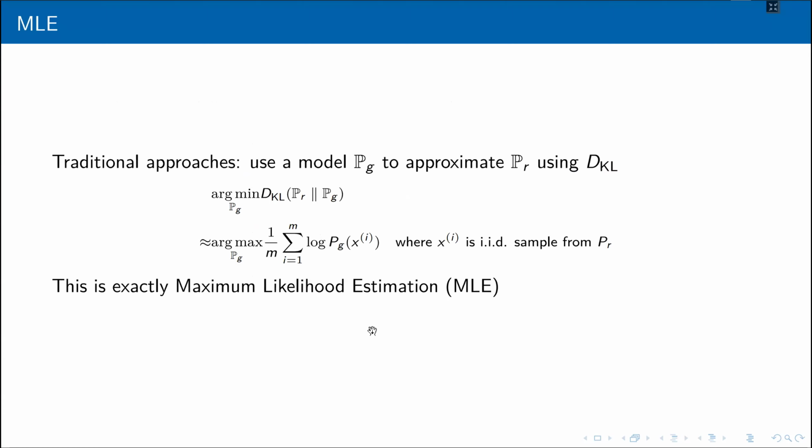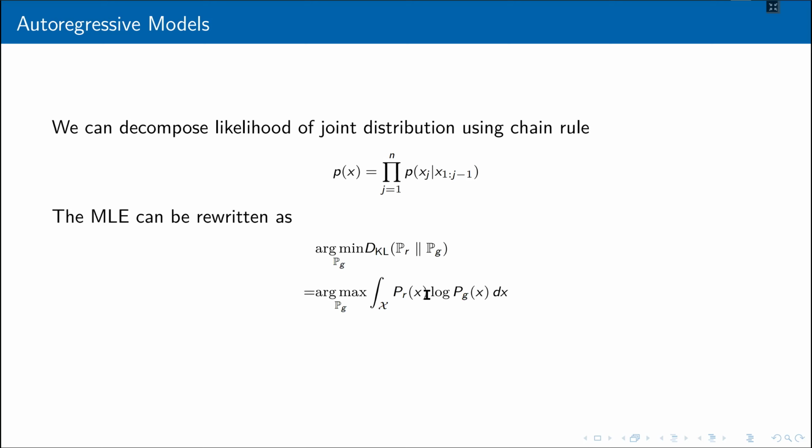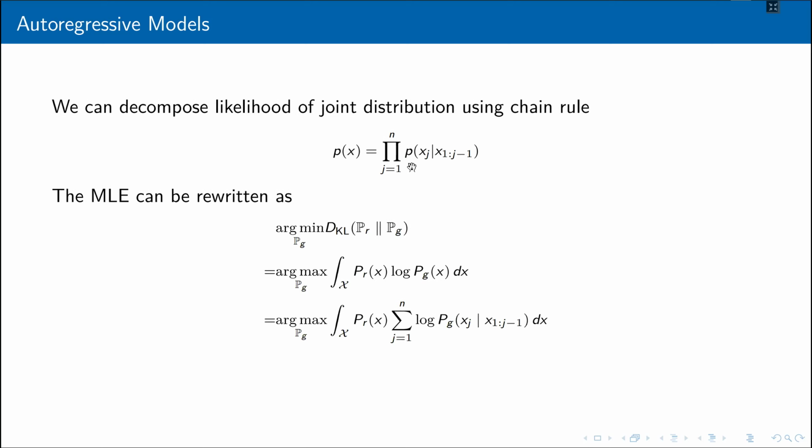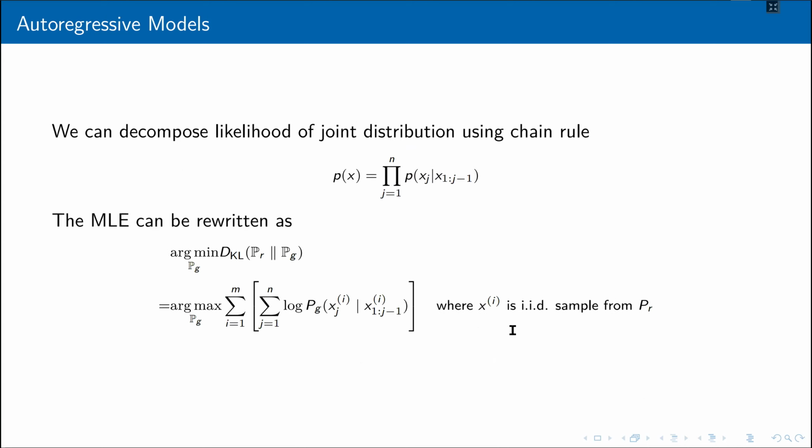We can get that using KL divergence. If we make the model a bit more complicated, like if we factorize PR into a sequence of elements using the chain rule, then the MLE can be rewritten in this way. This is what we have derived from MLE. And using the chain rule, we can derive this term into a product and move it out from the log. We can get the sum, right? And write it in the expectation form. What's this? Actually, this is autoregressive modeling.